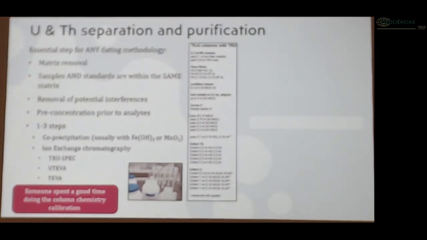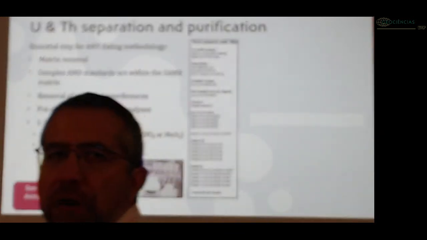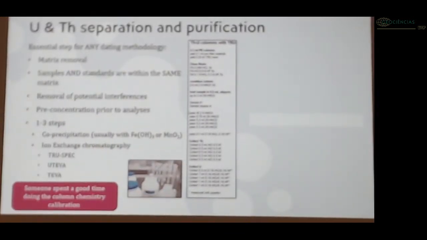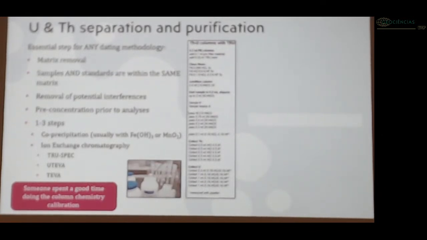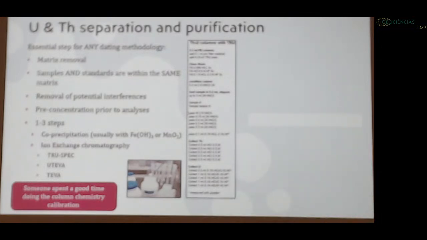The other important thing is that you need to separate uranium and thorium. You need to purify uranium and thorium. And this is extremely important for two things. One of them is that you cannot just dissolve the sample and put it into the mass spectrometer, into the multicollector. Why? Because we are introducing everything that is in solution. So if we introduce a lot of ions into the plasma, they will ionize. They will go into the mass spectrometer, into what is called the ion optics.